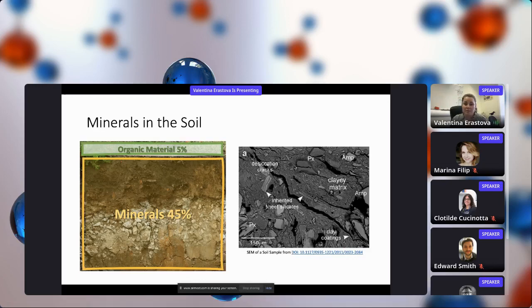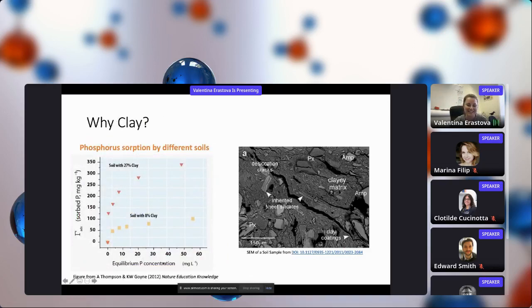For example, this is a very simple, educational plot where we're looking at two types of soil. One of them has 8% of clay in it, and another one has 27% of clay. That's quite a high amount of clay for soils. We're looking at the phosphorus sorption, and you can see how much higher it is with a higher amount of clay. And this is from the perspective of fertilizer. I would like to have some clays in our soils to be able to grow well on it.